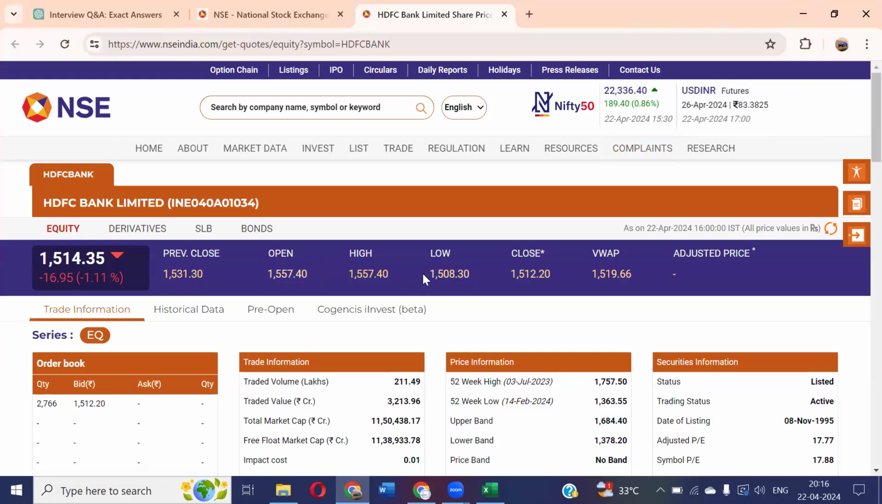If you purchase the share, it will be a loss. If you sell the share at 1557 and buy the share back at 1508, it will be a profit. Is everyone understanding the question? Let them understand. So we are purchasing the share at 1557. And if we can sell the share on the same day, let's forget about the price. If I purchase this HDFC security and also sell the same security on the same day, will I make a profit or loss?